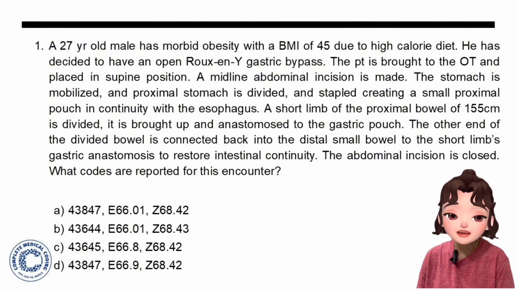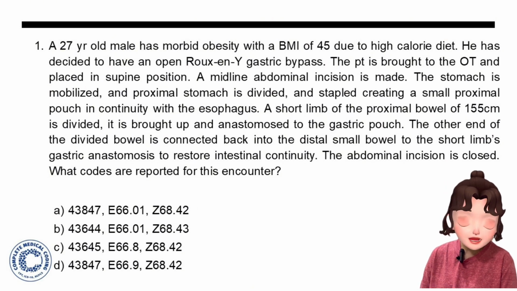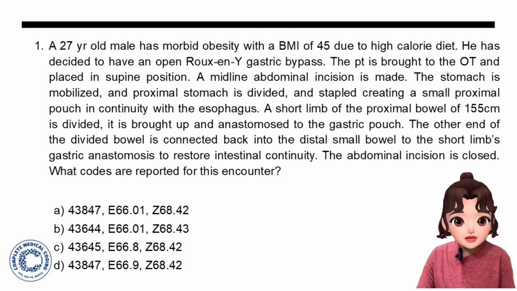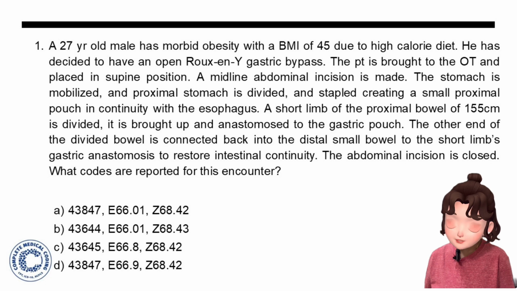Still, we can check the other CPT codes as well. First, we can find out the CPT code, then we'll go to the ICD code. Because here the CPT code is only one in all the options, you can easily find it out. Now, what is 43644 in option B, and in option C, 43645? Let's find out that first. 43644.